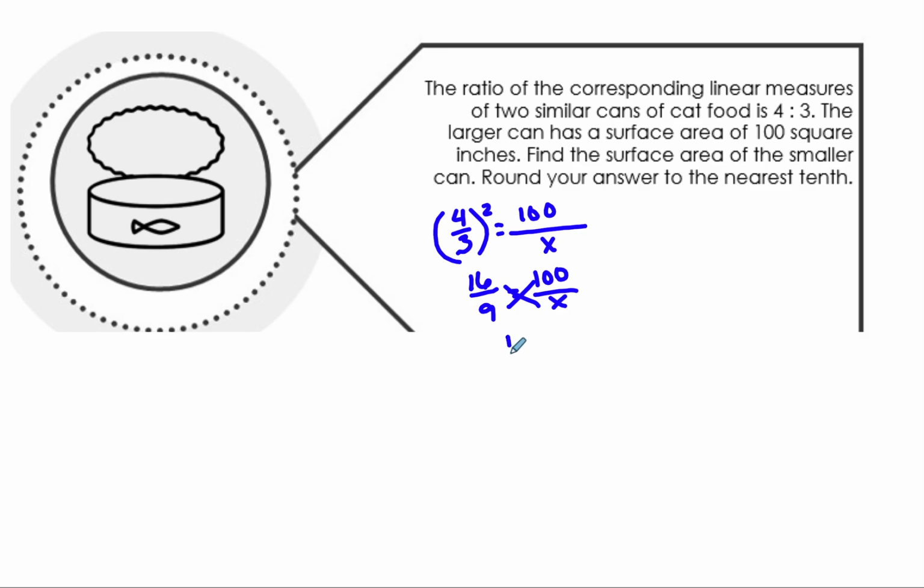I'm going to do cross products, so I have 16 times x, which is 16x, and then 9 times 100, which is 900. Then to cancel out the times 16, I'm going to divide by 16. So when I do 900 and I divide it by 16, I get 56 and 25 hundredths. And it does say to the nearest tenth. So I've got my 2. I look at the number behind it. 5 tells me I've got to round that up to 56.3. And then that is going to be inches squared.